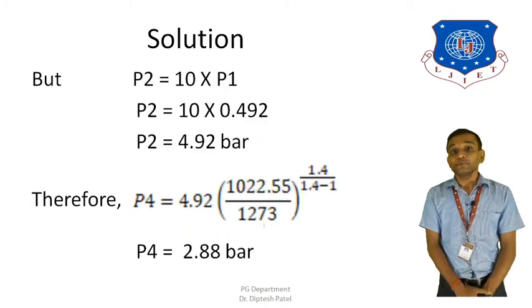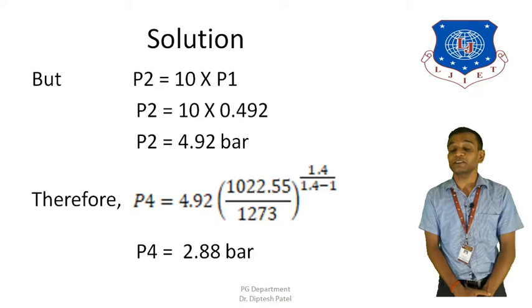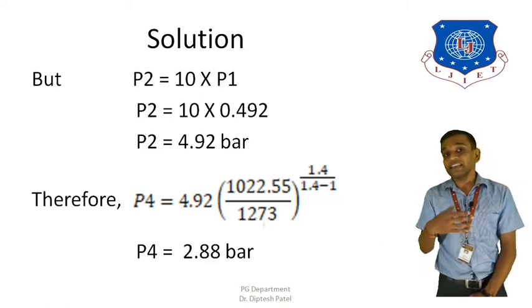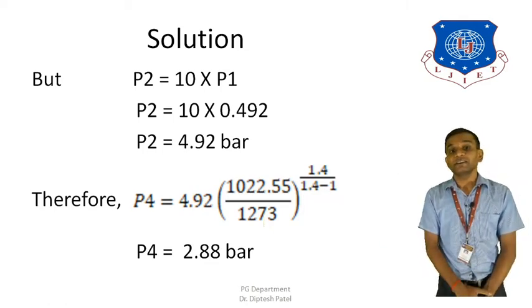Now P2, that we need to find out because we don't have the value of P2, but the pressure ratio is given to us, and since we know that the pressure ratio P2 upon P1 is equal to 10, so P2 is equal to 10 into P1, and we already have the value of P1. So P2 is equal to 10 into 0.492, that is the value of P1. So therefore P2 is equal to 4.92 bar.